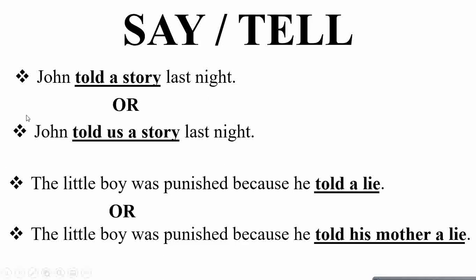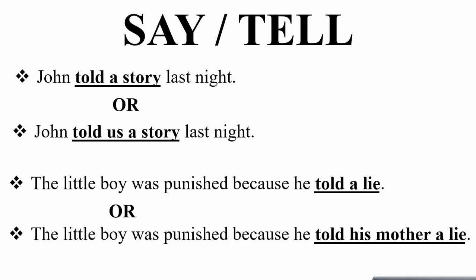John told us a story last night. Now here you have gotten an additional object inside, so regardless of whether you have an object or not, here you don't have any object, here you have an object. So in that case, when it comes to a story, the word tell should come. It's about the past, last night, so you're mentioning the tense accordingly. It will be no longer tell, it will be told.